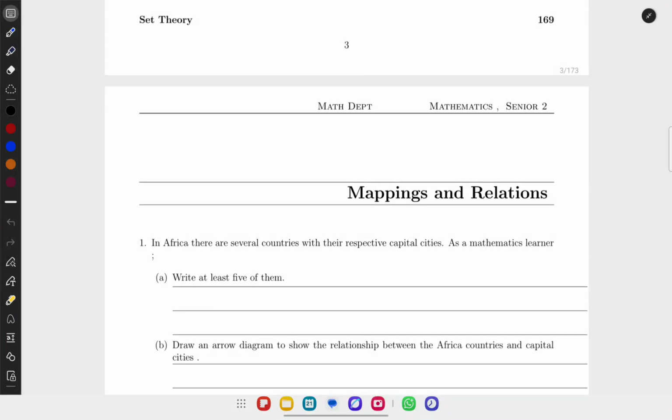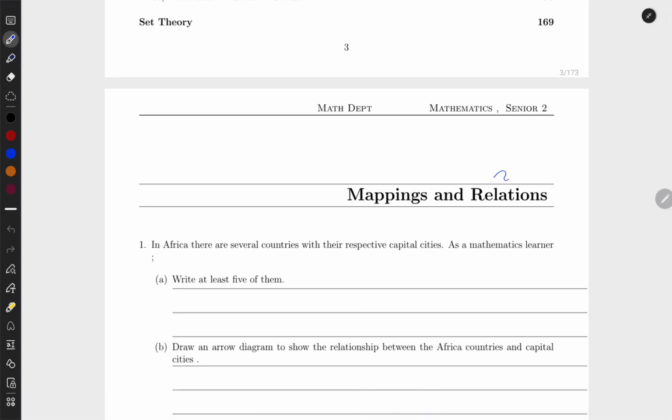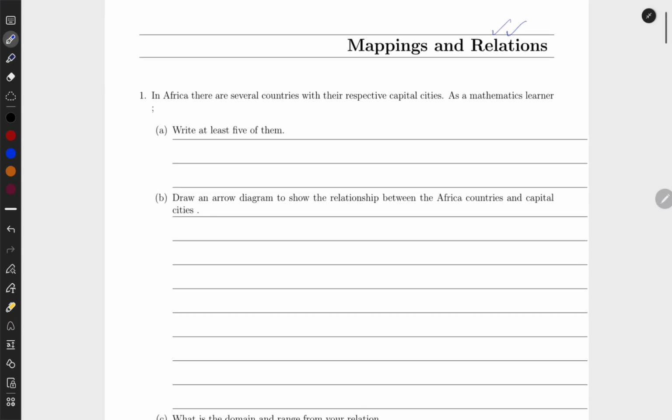Okay, for Form 2, I want to begin with our first topic, that's mapping and relations. Our first question is that in Africa there are several countries with their respective cities. As a mathematics student, write at least 5 of them. I believe those ones you know already. You can state from your geography.